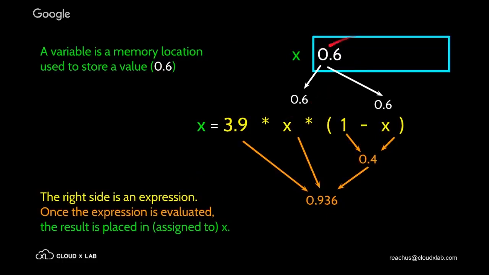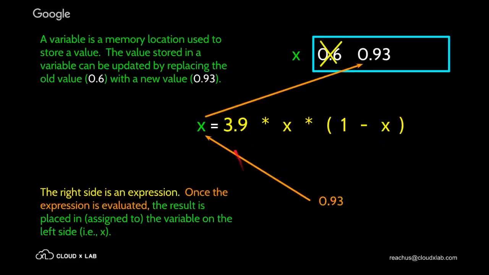Okay, so imagine that the value of x was 0.6. The value of x will be 0.6 here, and then 1 minus 0.6 is 0.4, and then 3.9 multiplied by 0.6, and then multiplied by 0.4. The result is this, and it is going to be saved as the value of x, which means that we are going to update the memory with 0.93.